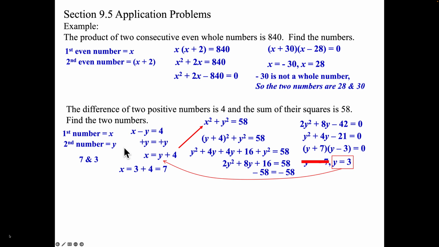Now, if you want to double check, yes, 7 minus 3 equals 4. But 7 squared is 49. 3 squared is 9. And 49 plus 9 is 58. So it makes both stipulations true. I'm happy with that one.